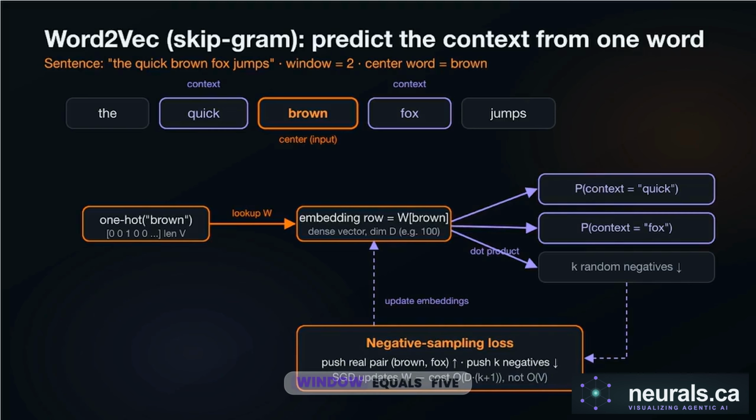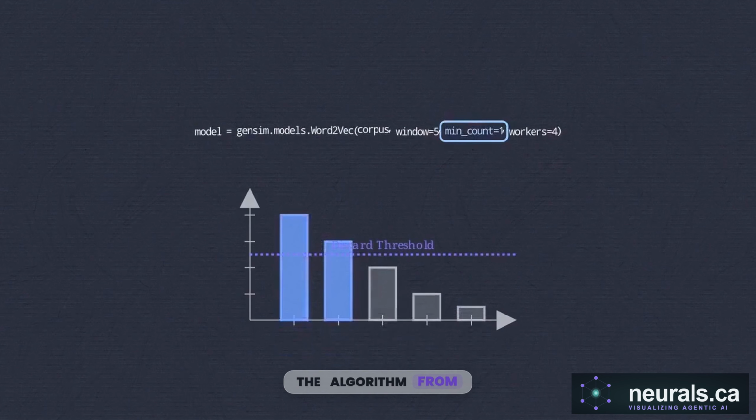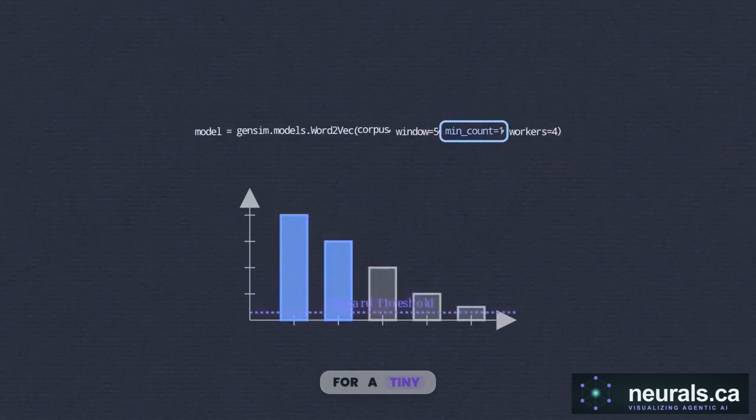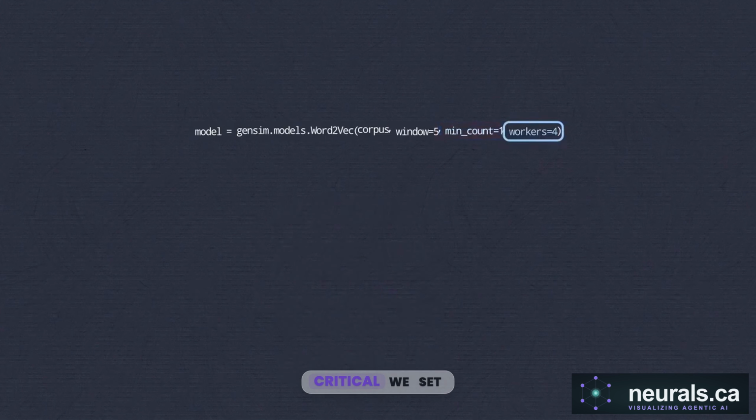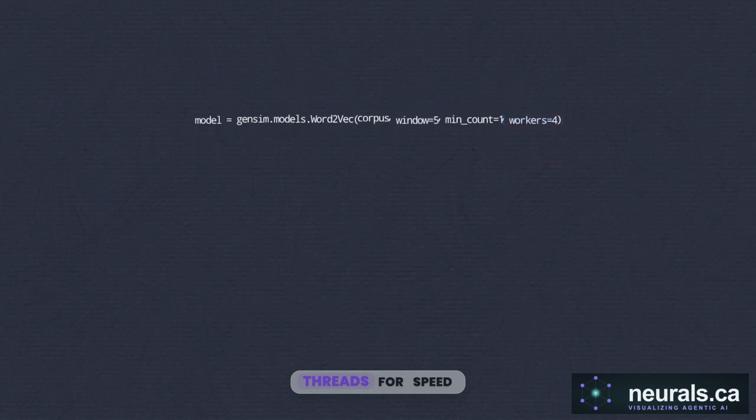We pass in window equals 5. This defines the exact radius of the context window that slides over our text. Next is min count equals 1. This is a necessary override to prevent the algorithm from discarding rare words. For a tiny toy corpus like ours, keeping every single word is critical. We set workers equals 4 to parallelize the gradient descent process across multiple CPU threads for speed.